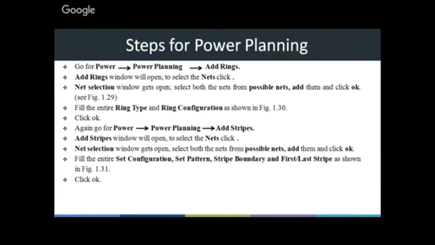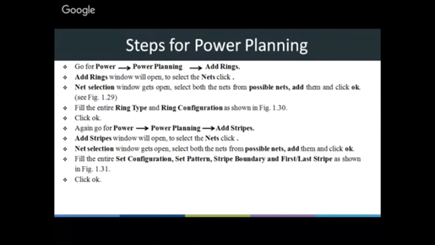Once we have done this floor planning, we will go for power planning. In power planning, what we do is add rings or add stripes. Rings go outside your core area, and power stripes go within your core area. So we go for the Power option, then go to Power Planning and Add Rings. When we click Add Rings, a window will open.